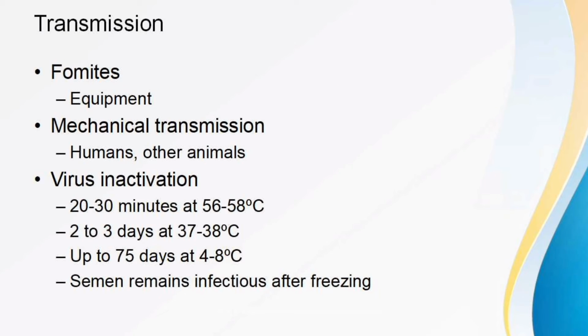The equine arteritis virus can be transmitted on fomites, including equipment, and may be spread mechanically by humans and animals. This virus is inactivated in 20 to 30 minutes at 56 to 58 degrees Celsius, but can remain viable for 2 to 3 days at 37 to 38 degrees Celsius and for up to 75 days at 4 to 8 degrees Celsius. Semen remains infectious after freezing.